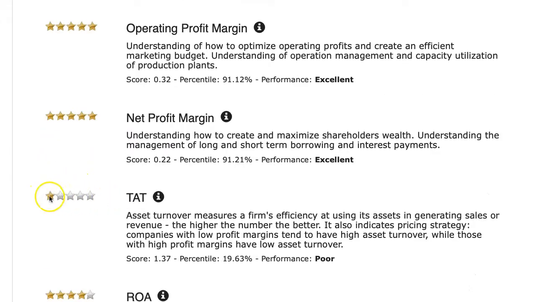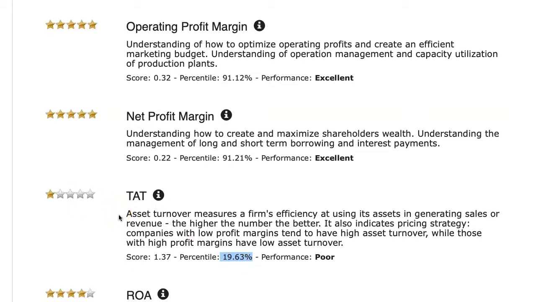So my total asset turnover is poor performance. My percentile rank, just like the SAT percentile, shows that 80% of teams did better than I did. And this is based on, I think, the last 5,000 teams that used the simulation.